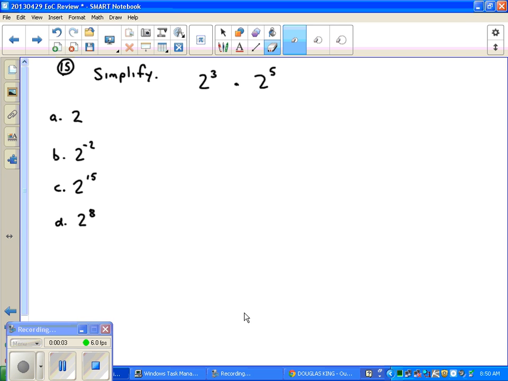This is our EOC review. We're in part 2. This is a part that allows a calculator. Picking up on number 15.